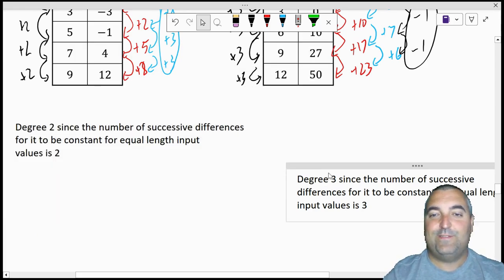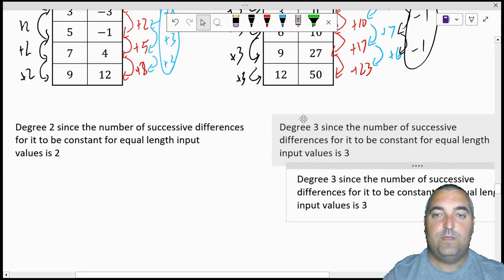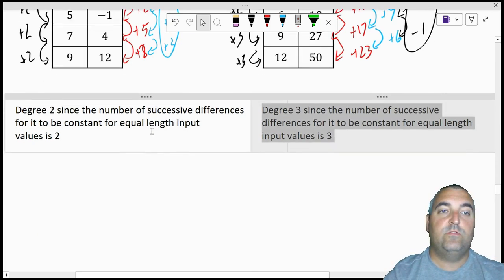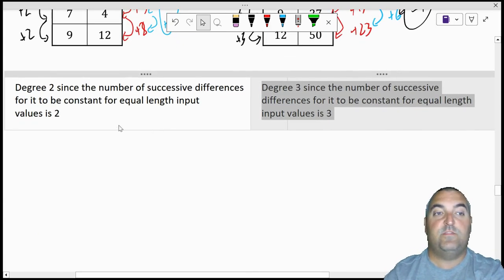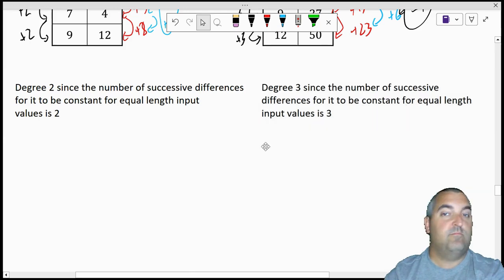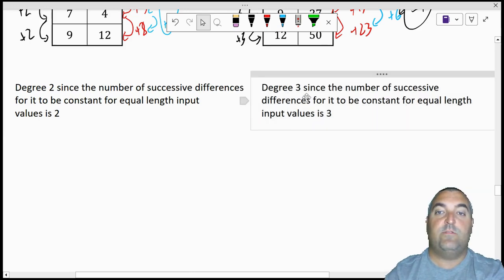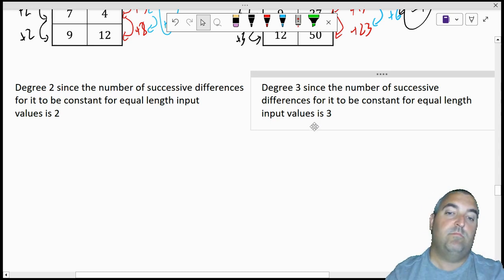So for the first one, we want to say degree 2, since the number of successive differences for it to be constant for equal length input values is 2. And then you'll notice almost the exact same thing for the second one. It's just degree 3, and the number of successive differences for it to be constant for equal length input values is 3. Okay, so there you go.